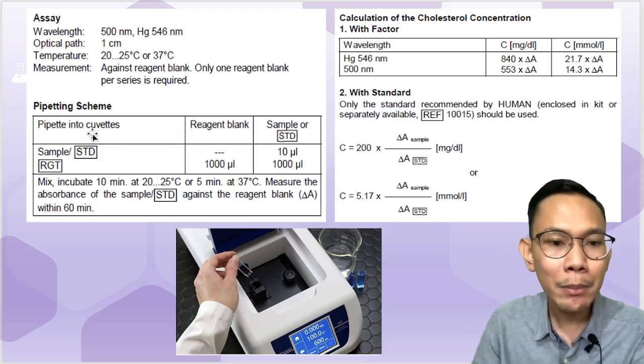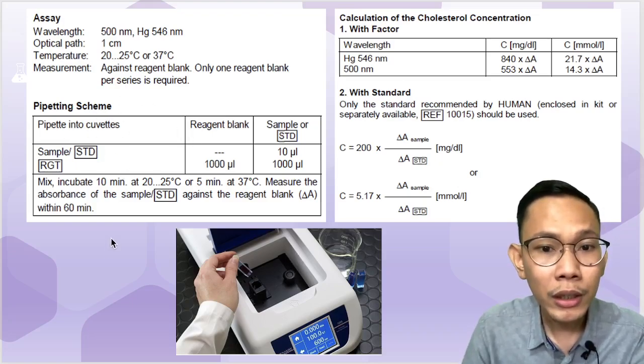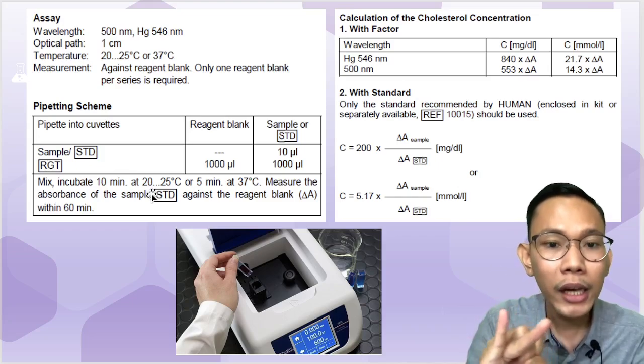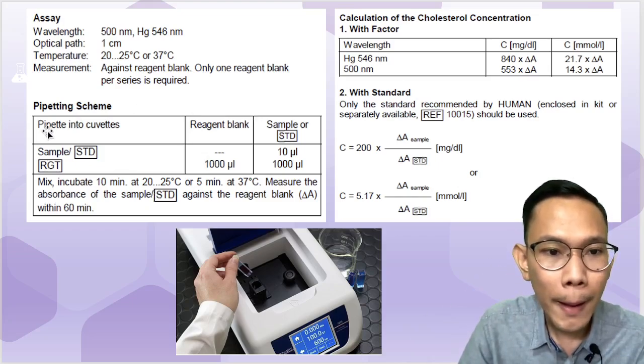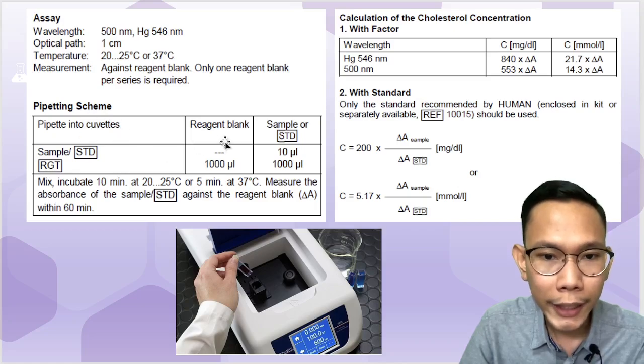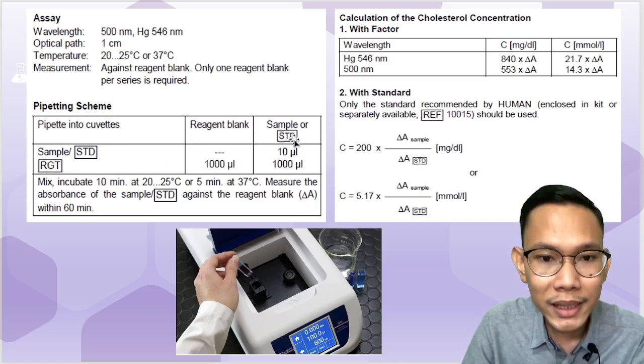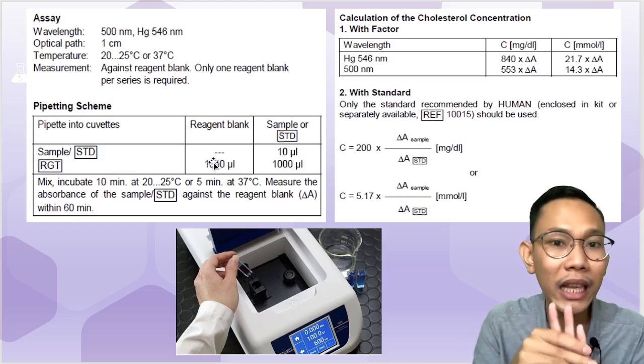So, for our pipetting scheme, we will prepare the sample, standard, and reagent. Let's look. Pipette into the cuvette: reagent blank, sample, and standard. So, we will prepare three cuvettes.